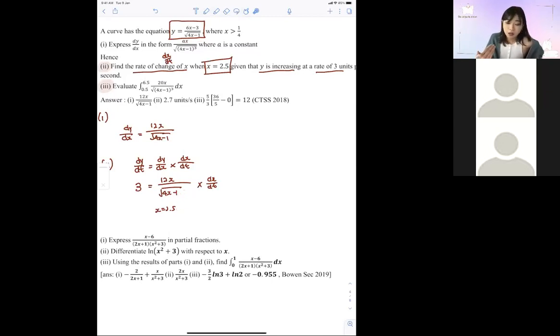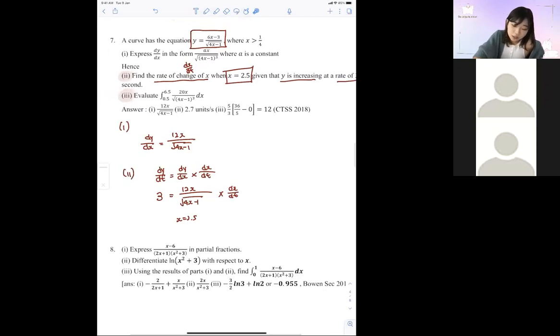Okay, Dylan, if I give you y instead of x, what should you do? I give you y, but you need x. What if they give you y, but you need x? How? You sub into the equation. Yes, very good.